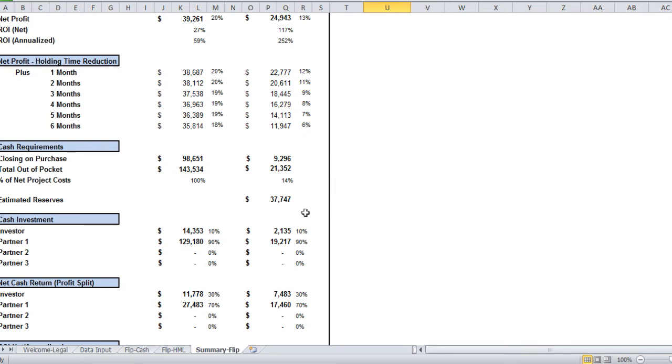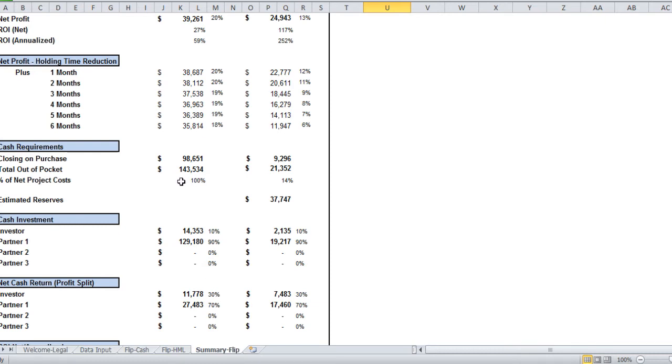This next section, which I think is very important to the deal, is our cash requirements. Now again, this isn't broken down by the investor or the partners. This is just in total. But if you look, what is our cash requirements on closing on the purchase? In this case, it's $98,651 versus $9,296. What is our total out of pocket? This is the estimated total money that we have to spend in order to do this deal. In the cash example, or the cash option, it's $143,534. As you note here, it's 100% of the project cost. We would have to fund 100% of the project cost in order to do this.